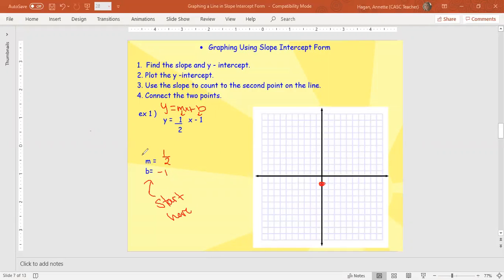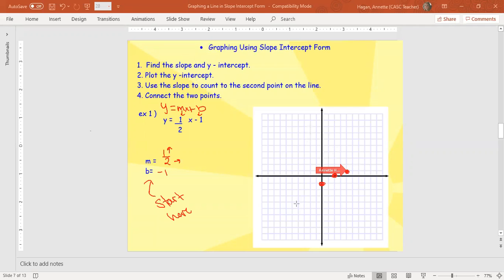Okay, and now my slope is 1/2, so that means I'm going to rise 1 and I'm going to run 2. So I'm going to rise 1 and I'm going to run 1, 2, and I'm going to put a point. Okay, so I rise 1, run 2, put a point. That is all I need. 2 points make a line. If you really wanted to, you could rise 1 again and run 2 again and put a second point. So now we have 3 points for our line.